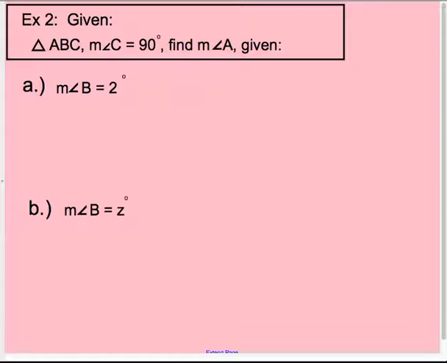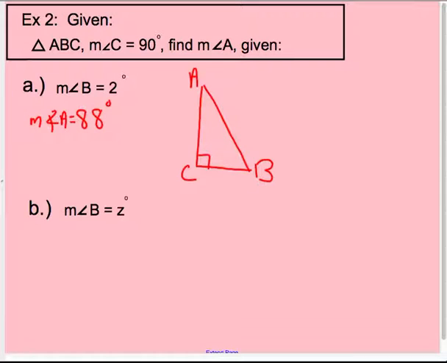Example 2 is similar to example 1, except for now we have a triangle. I'm a visual learner, so I'm going to draw my triangle. It said angle C is 90 degrees, and angle B is given. So if the measure of angle B is 2 degrees, we've got 90 degrees from the 180 already taken up, so that leaves us with 90 degrees for the measures of A and B. So really we're looking for the complement of a 2-degree angle, which is 88 degrees. So that would be a measure of angle A. And if the measure of angle B is Z degrees, the complement of that would be 90 minus Z degrees.